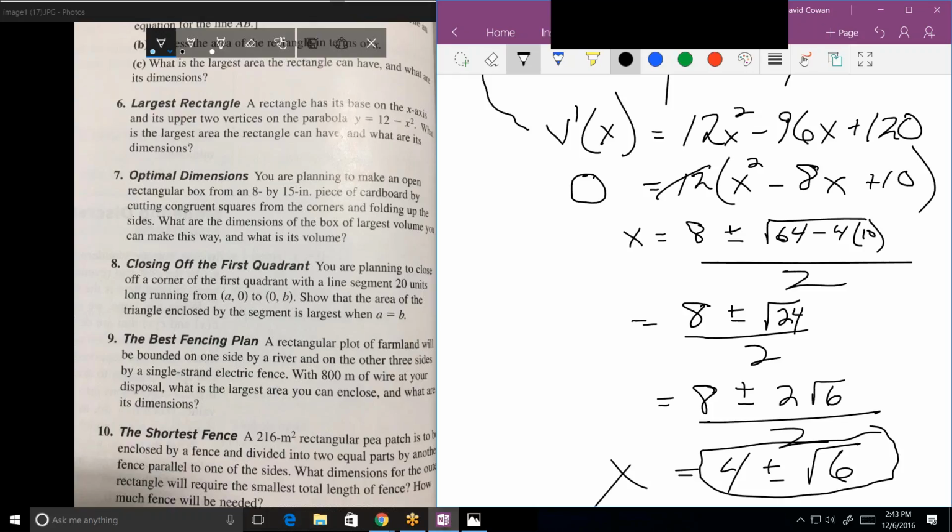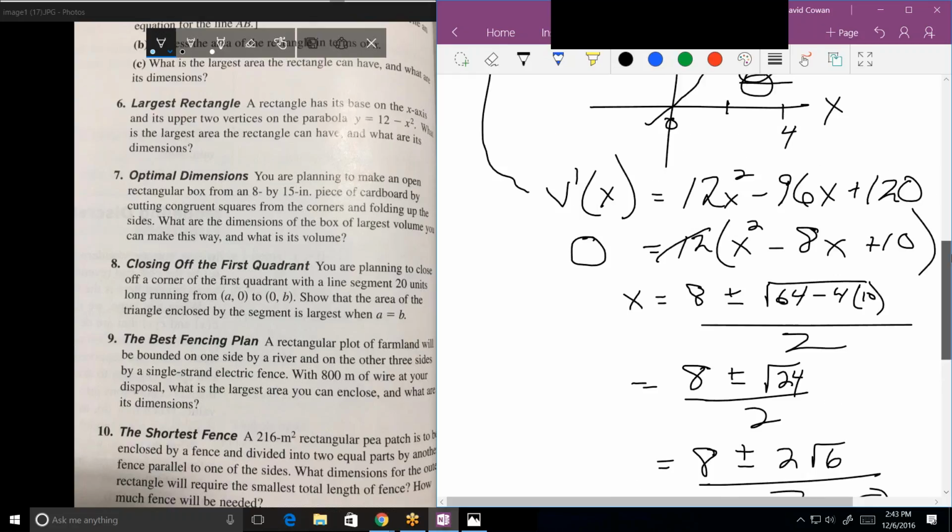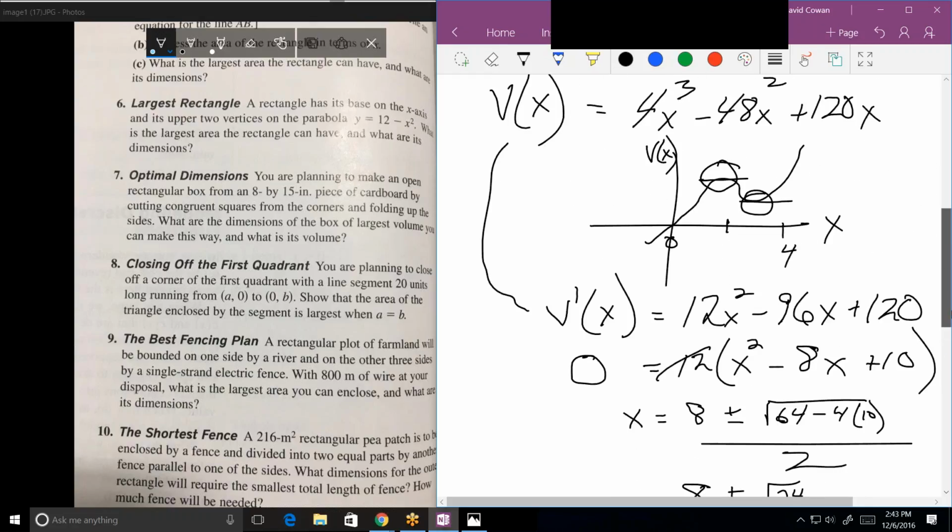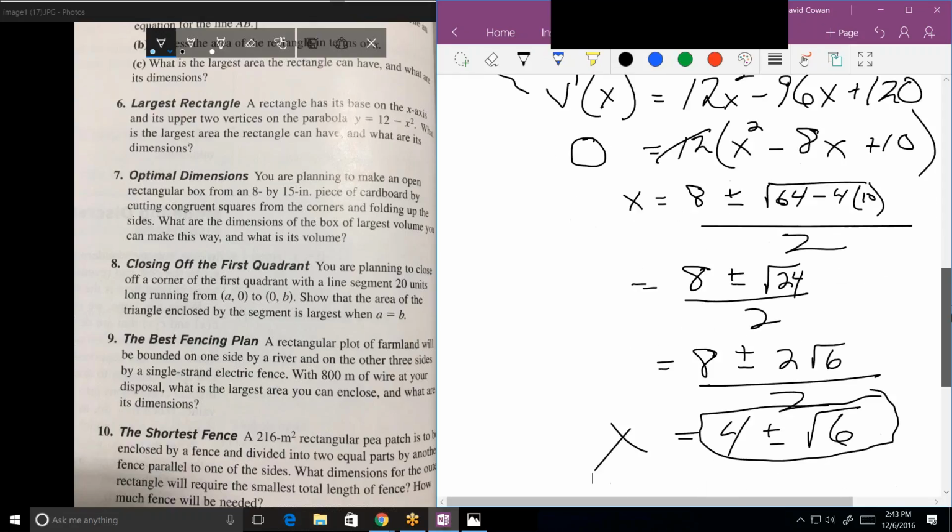Square root of 6 is approximately 2.5 maybe. So I get two positive numbers. And they're both less than 4. Correct. Well, no, the second one is not, is it? The plus is greater than 4. Thank you for pointing that out. Therefore, that's not one of the answers. The only answer has to be 4 minus root 6.